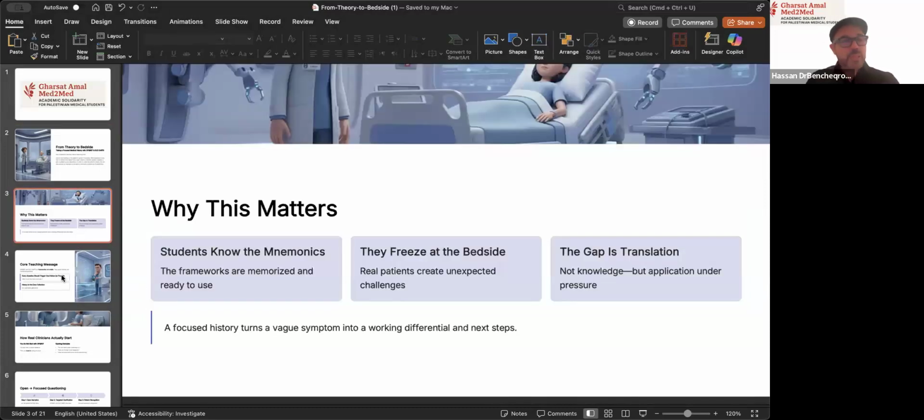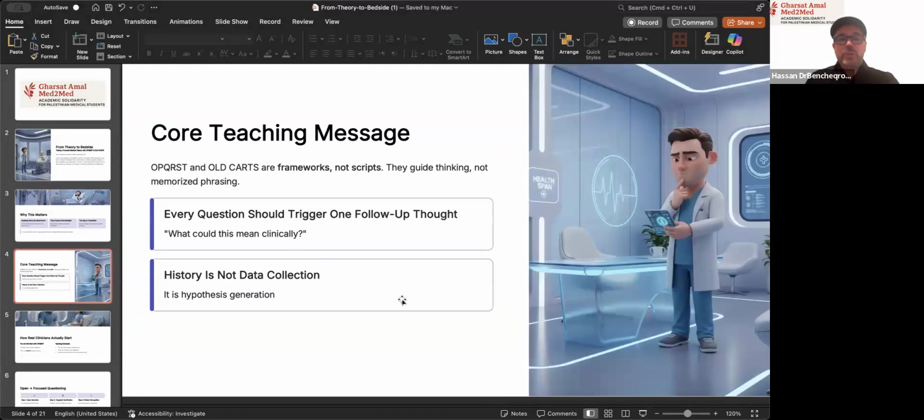So the core teaching message today: how do you start with a patient? That's how we start with a patient. So how do we start with the patients is the first thing.